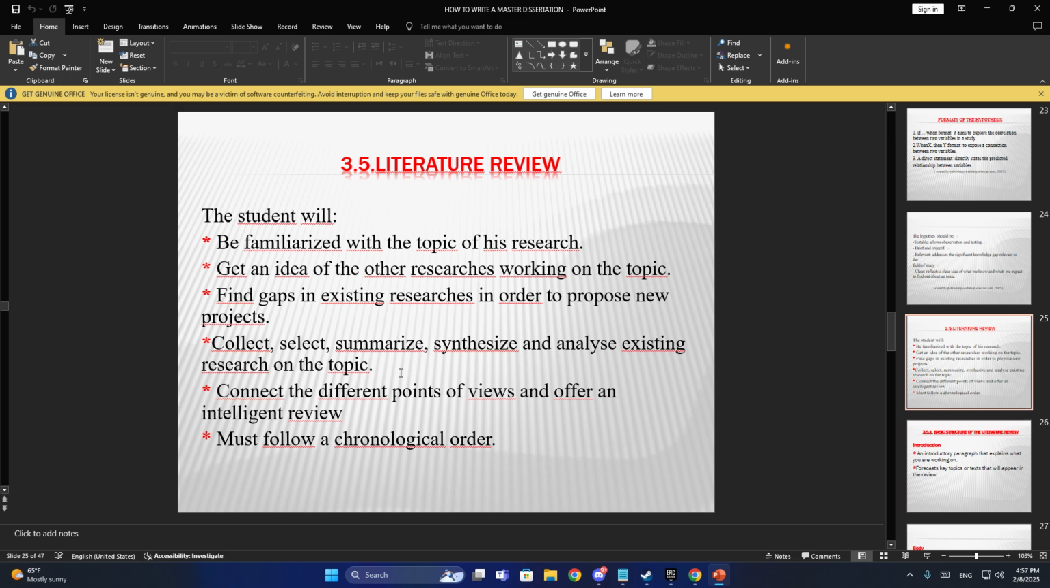You summarize, you synthesize, and of course you analyze existing research on the topic. It is important: not only do you summarize and synthesize, but you try to analyze. And here we start to see your place, your thought. We can read your thought in this process, your reflections about the previous studies, how far they are reaching their objectives. Then you connect the different points of view and offer an intelligent review.